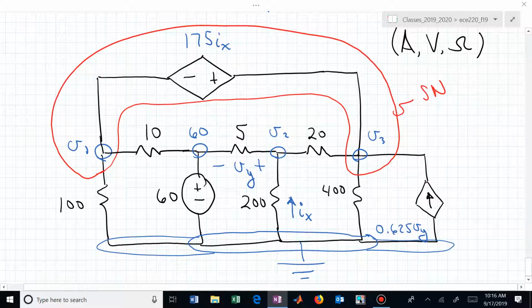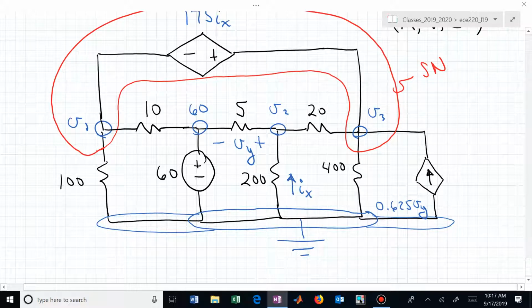Question? If we have V1 as a reference node, would that make 60 a supernode? So now the question was, if we made V1 our reference node, then we would have this 60 voltage supply being in between two essential nodes, and we would make that a supernode. And then V sub 3 you could label as 175 I sub x, because I sub x is a variable. We're going to have to figure that out. And what is I sub x now? If we're doing this, can we find I sub x?